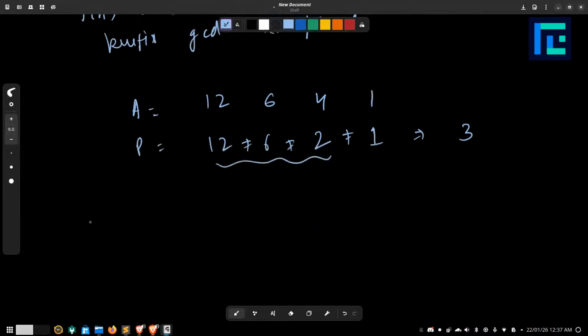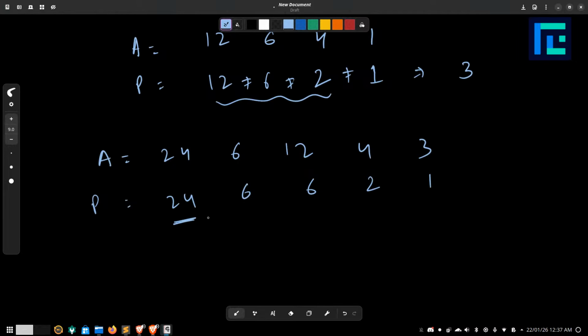If we take another example, let's take a equal to 24, then 6, then 12, then 4, and then 3. So p will be 24, 6, 6, then 2, then 1. How many distinct elements are there? 24, then 6, then 2, then 1. So 24 is not equal to 6, 6 is not equal to 2, 2 is not equal to 1. Simply the answer is 3, so 1, 2 and 3 different numbers. So f of a is 3. That is the value of f of a.